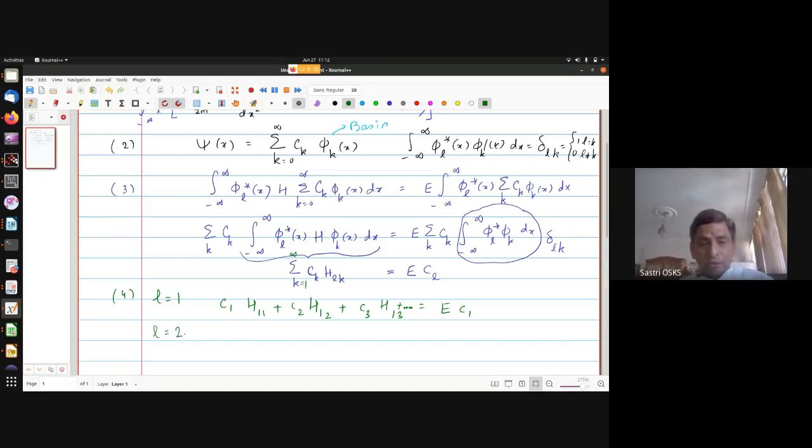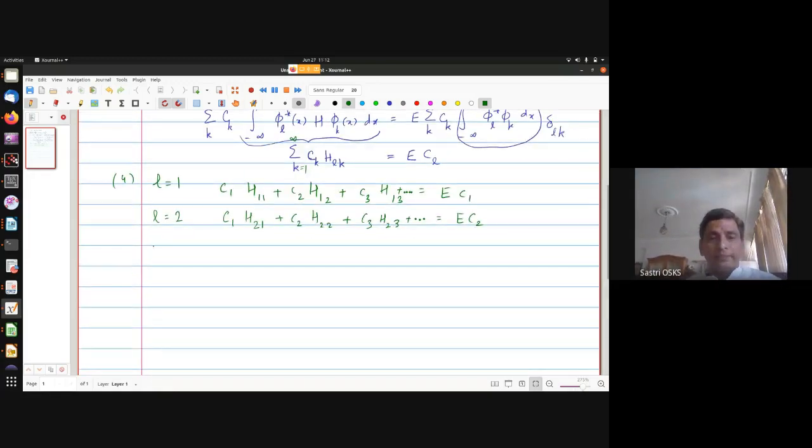Right. So L equal to 2. Summation k again starts from 1. So C1 H21, C2 H22, C3 H23 plus etc. equal to E times C2. I think you are able to see what I'm trying to do, right? I'm just opening it up for different values of L.